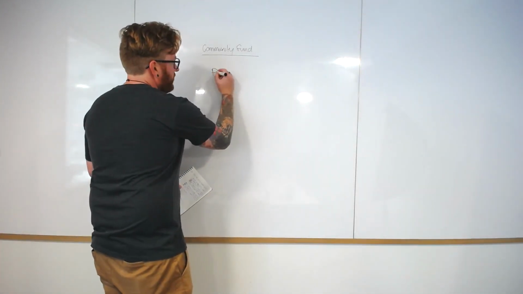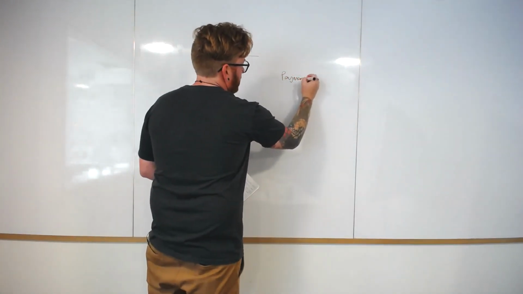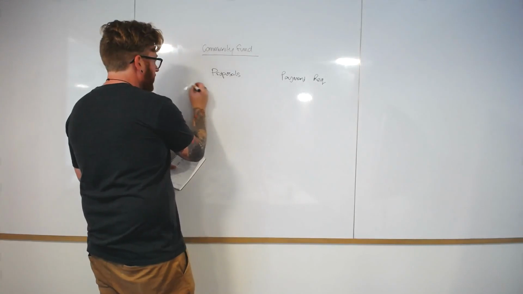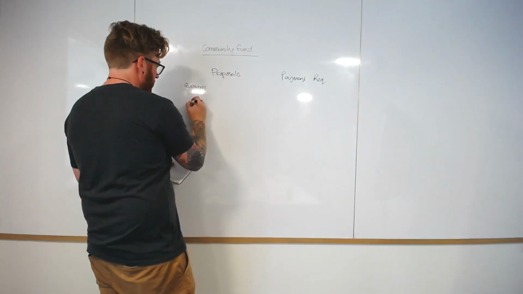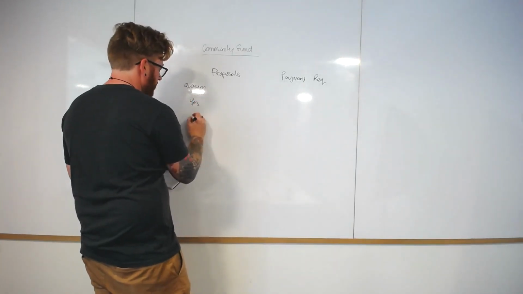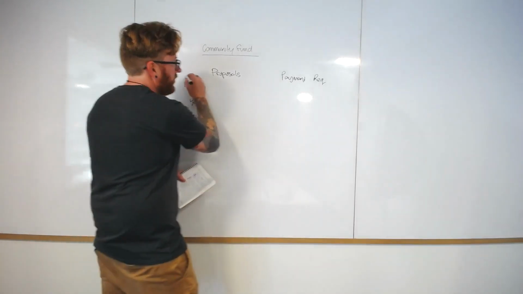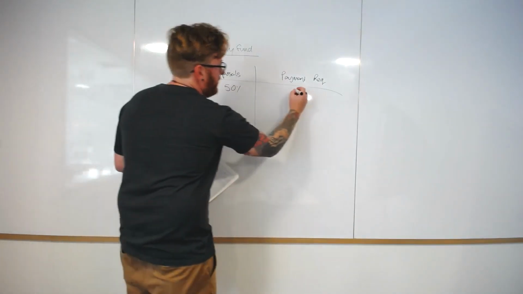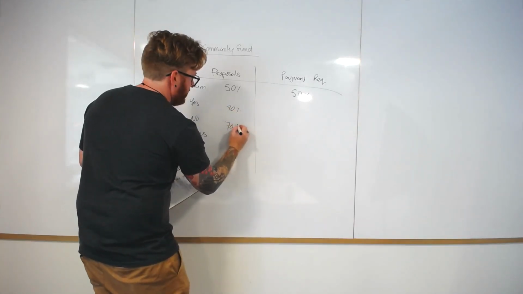So as I said, we've got proposals and payment requests. They both work on a 1-week period, and both have a minimum quorum of 50%, and 70% yes, 70% no.